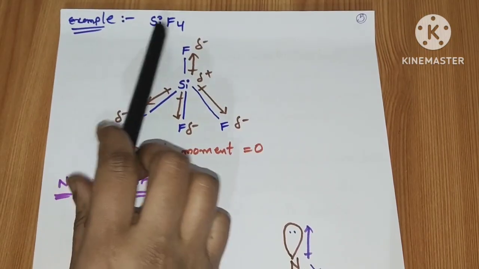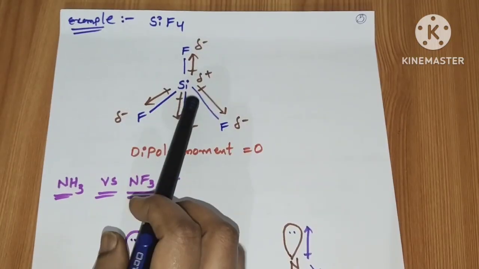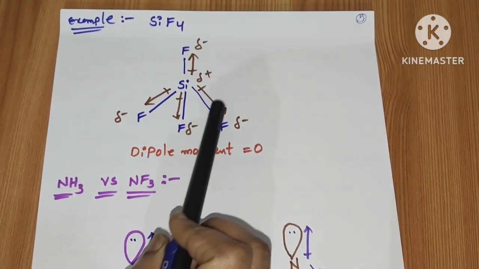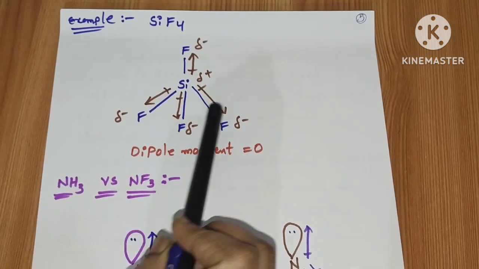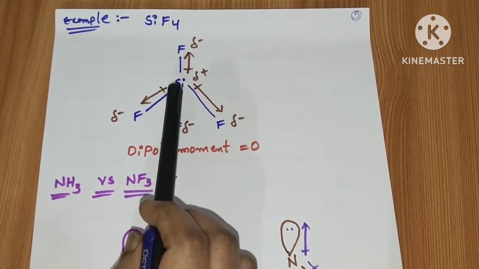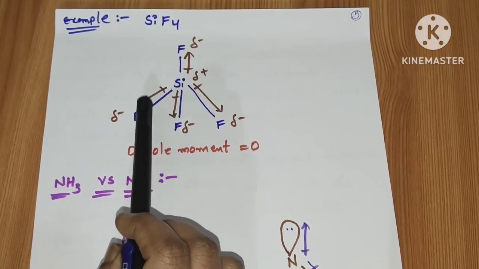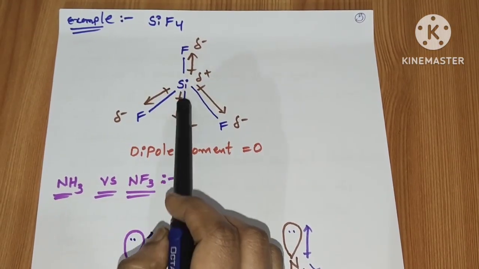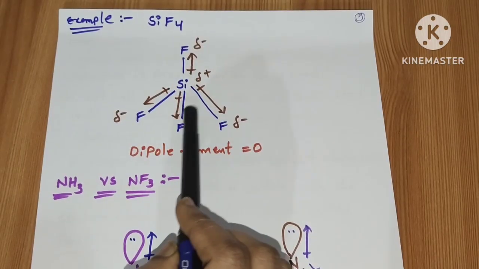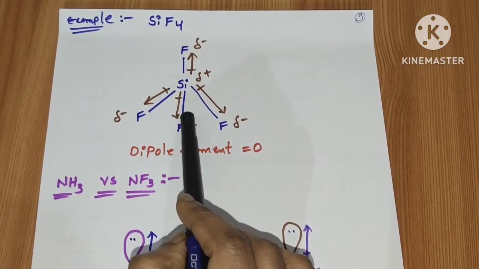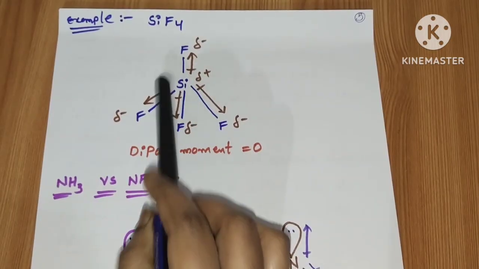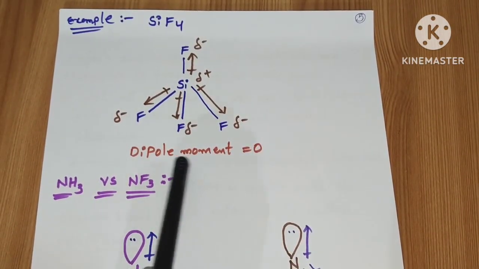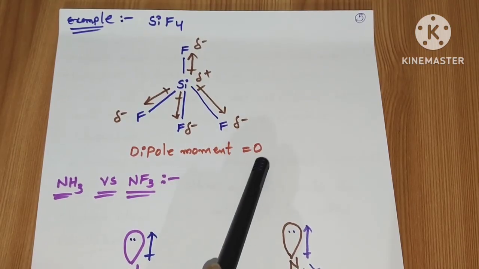If I take SiF4, observe here, each Si-F bond is polar because fluorine pulls electrons more strongly than Si. SiF4 has a tetrahedral shape. All four Si-F bonds are equal and symmetrically arranged. The dipole moments of all four bonds cancel each other, so the overall dipole moment is equal to 0.